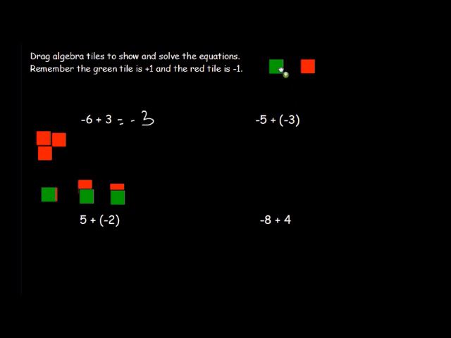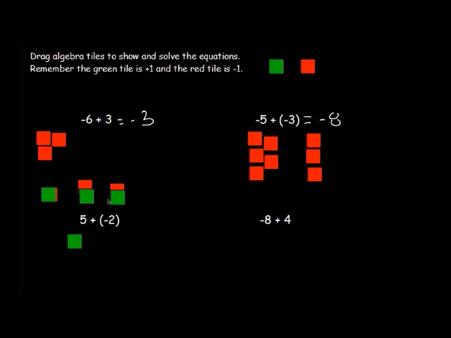Okay. Now we have this one saying 5 negatives. So 5 reds. Now we want to go plus negative 3. So now we got 3 of these. So we look at this and we say, well, I don't have any positives, so I can't make any zero pairs. So I just count up how many I have. 1, 2, 3, 4, 5, 6, 7, 8. And that's my answer. So I have negative 8. So negative 5 plus negative 3 is negative 8.